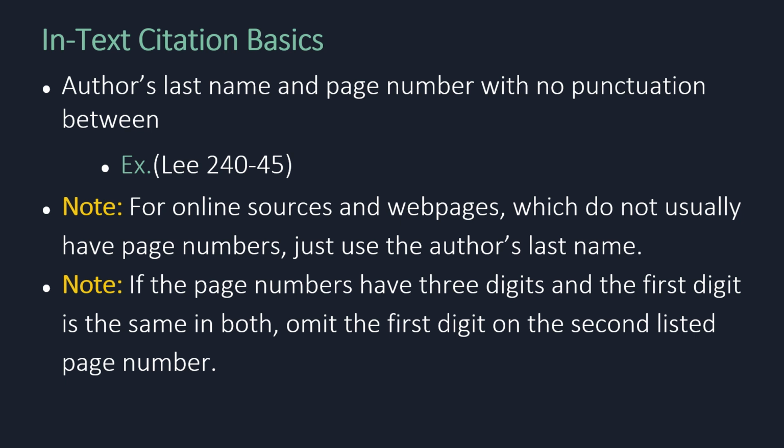However, if you are working with a source that does have page numbers, note that if the page numbers have 3 digits and the first digit is the same in both, you can omit the first digit on the second listed page number, as shown here.